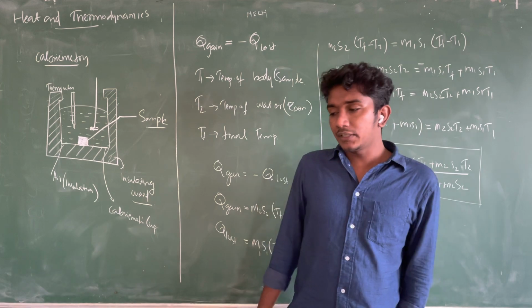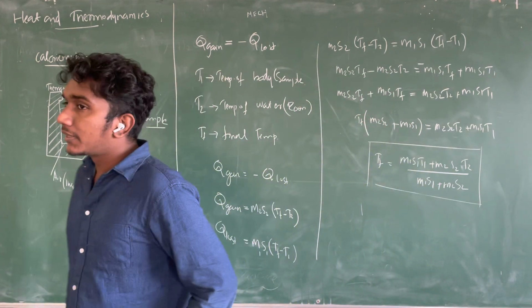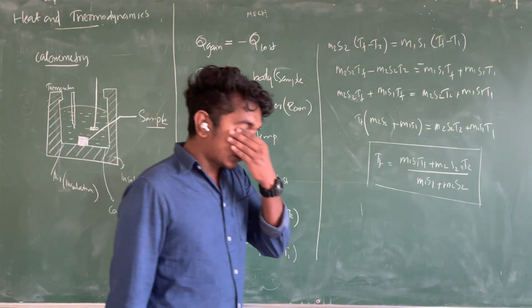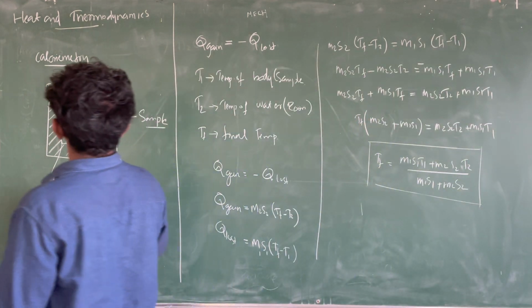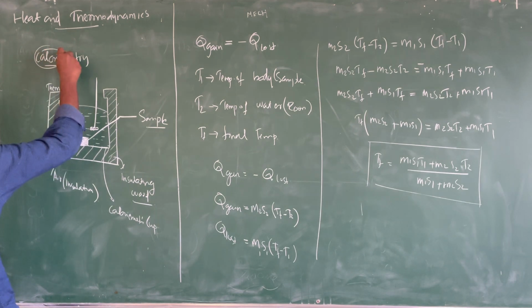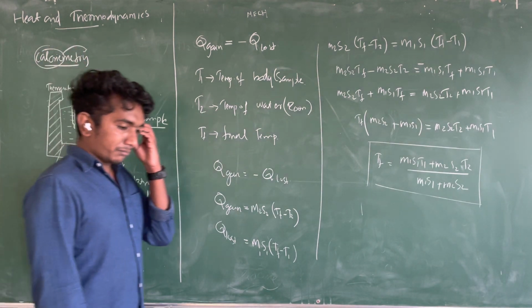Okay, so the next topic that we are going to talk about is calorimetry. Calorimetry is very simple actually. What is the meaning of calorie? Calorie is the unit of energy, right? Unit of heat energy. Calorimetry. The metric means a measure.